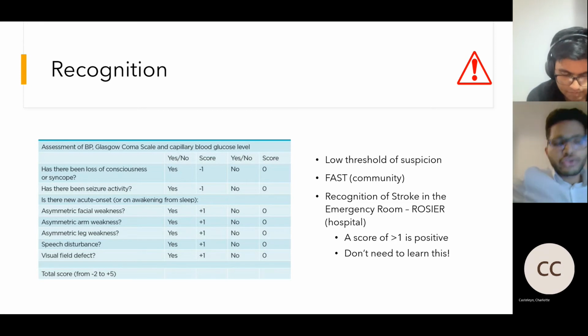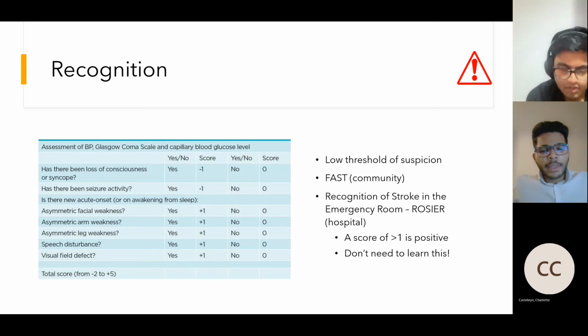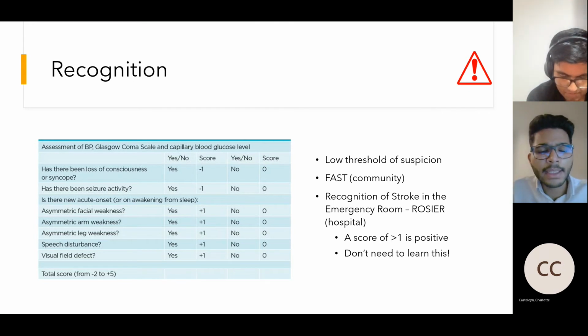So how do you recognize a stroke? Well, you would have heard of FAST: face, arm, speech, time. That's what we usually use in the community to see whether somebody could be having a stroke. It's considered positive if there's a facial droop, weakness of the arms, meaning that people can't raise up their arms and hold them there, or if they have a speech disturbance. So that's what you do in the community.